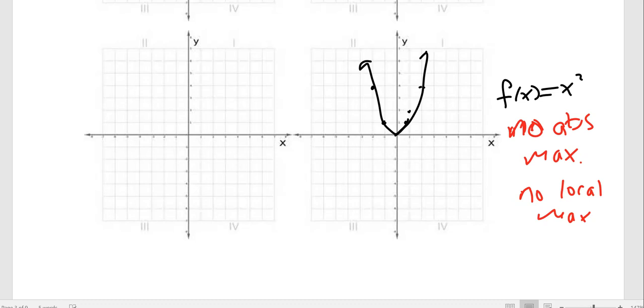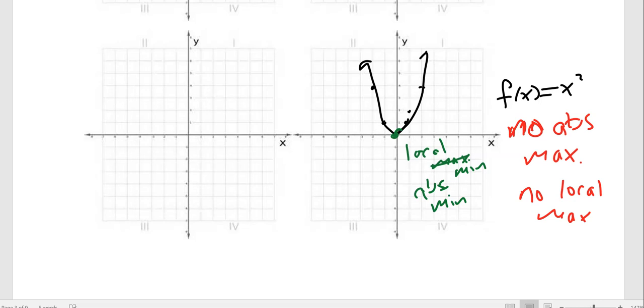However, there is one right here. This is a local minimum because it's certainly a little valley. It's lower than anything else around it. This also happens to be an absolute minimum because it is definitely lower than any other point on the graph. So some points can have both, right? It can be the lowest point on the graph, and it's also the lowest point right around it.